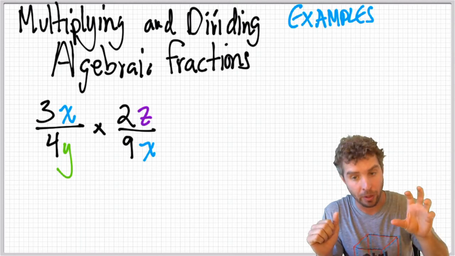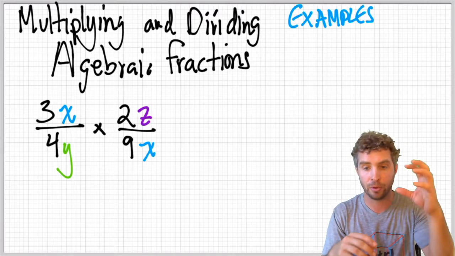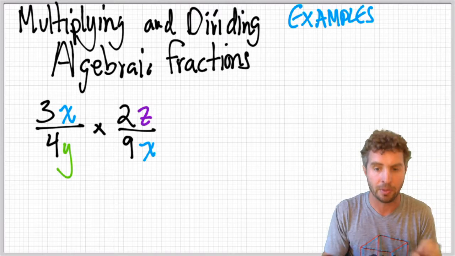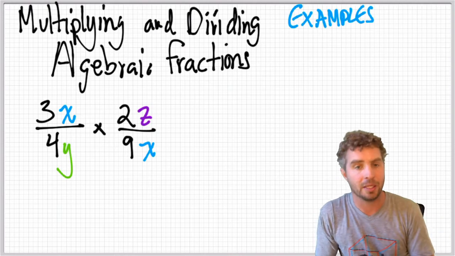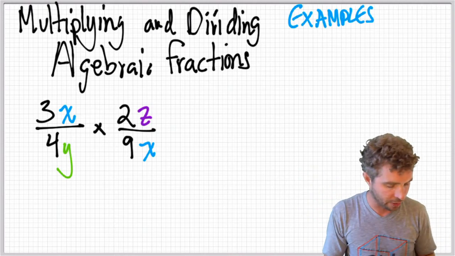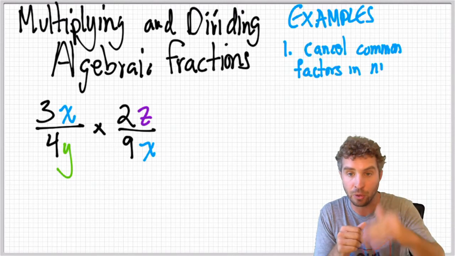So if you remember how to multiply simple basic fractions, it's just the top times the top and the bottom times the bottom. Numerators get multiplied together, denominators get multiplied together. That is what we're going to do, but we need to clean this up a little bit first. We're going to simplify. So the first step is to cancel common factors from numerator and denominator.